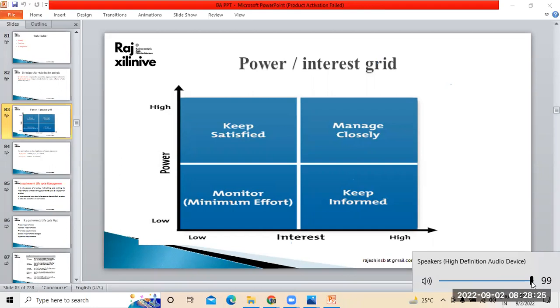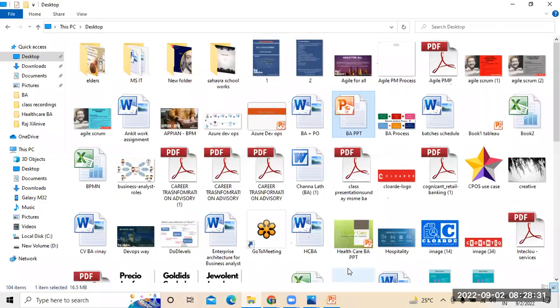Okay, great. Right. So high power, high interested people comes under the first category. Let me write down on the Word document so that you will have a clear understanding about this.